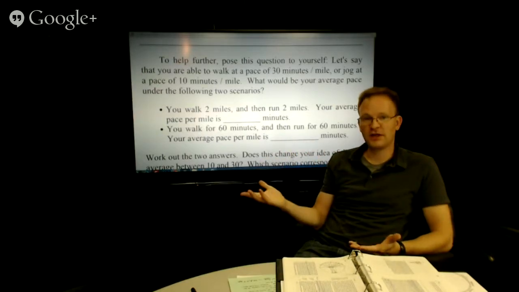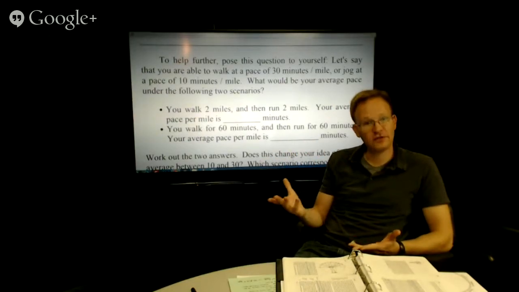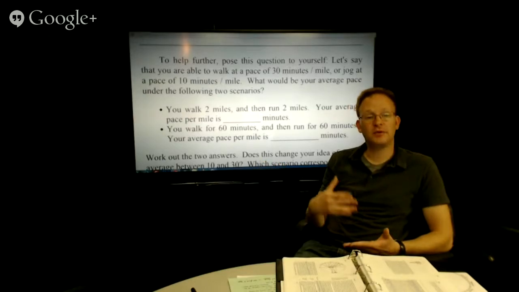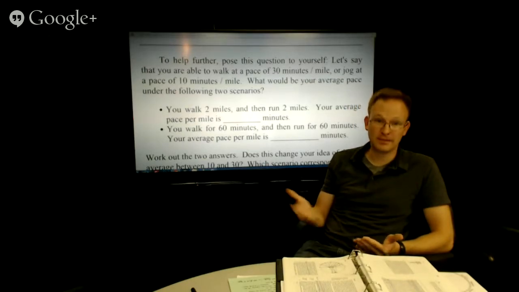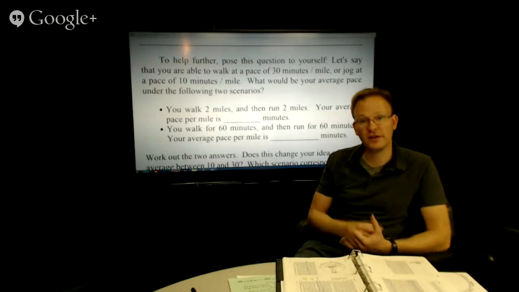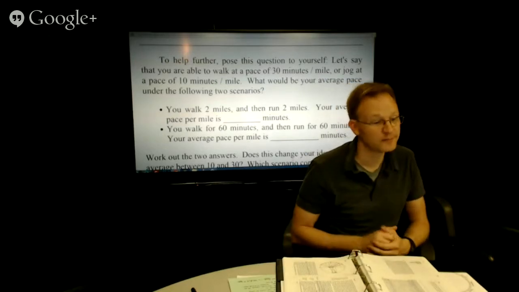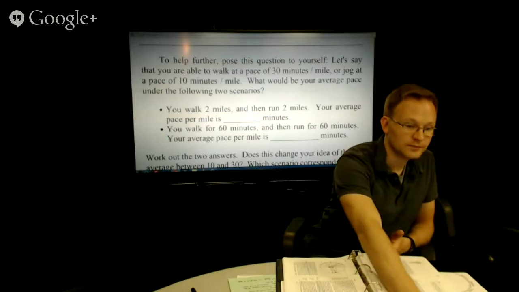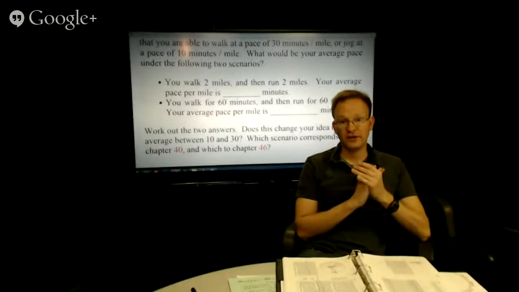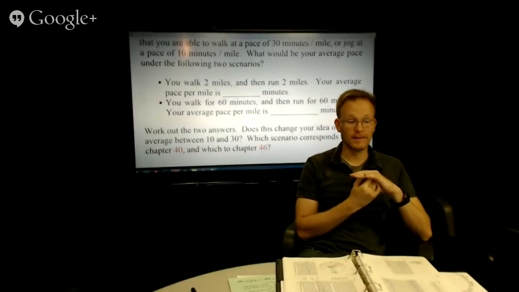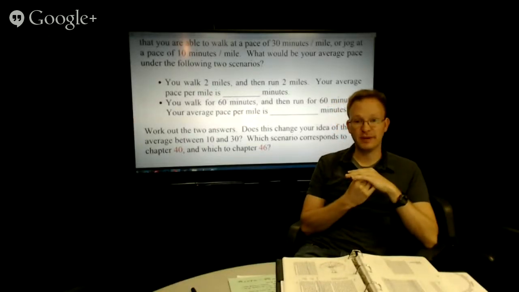So the reason of thinking of a pace rather than a speed is this is more in keeping with Kepler. Kepler would say to move a certain amount on the eccentric, the time it takes is based on how far you are from the sun. So in order to move 1 mile, how many minutes does it take? So that's the Keplerian way of talking about it. So the first example is that we walk for 2 miles and then we run for 2 miles. What's our average pace?